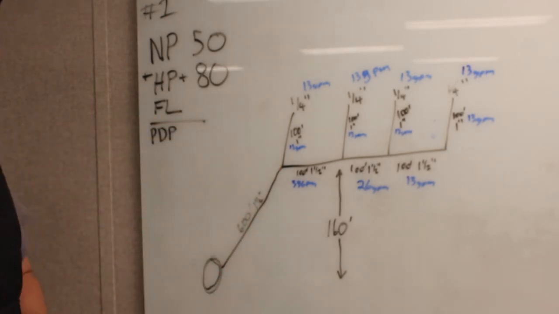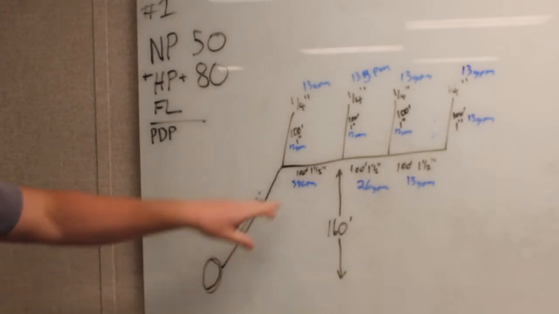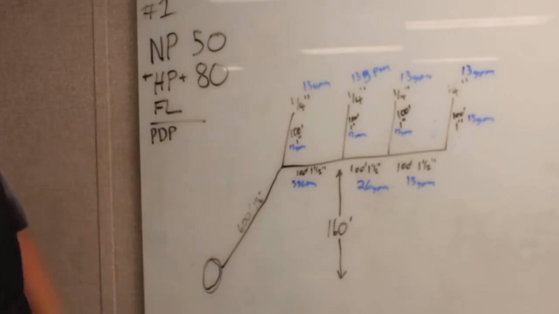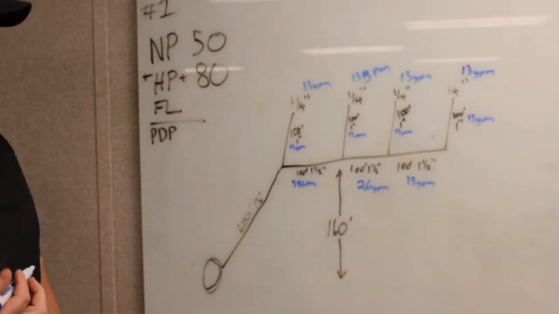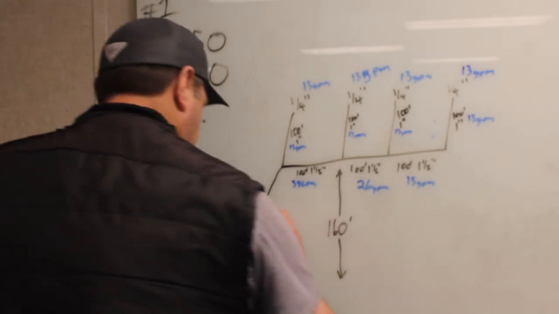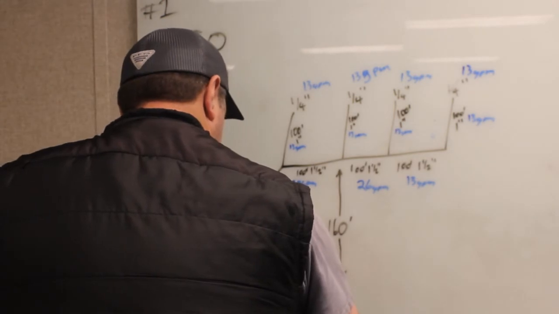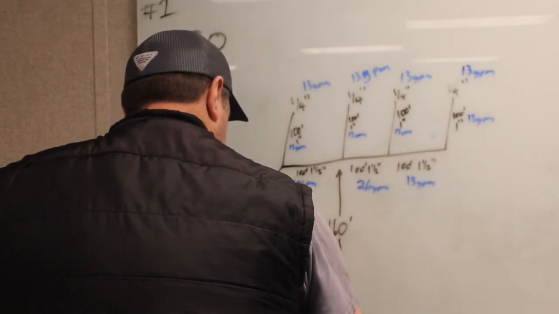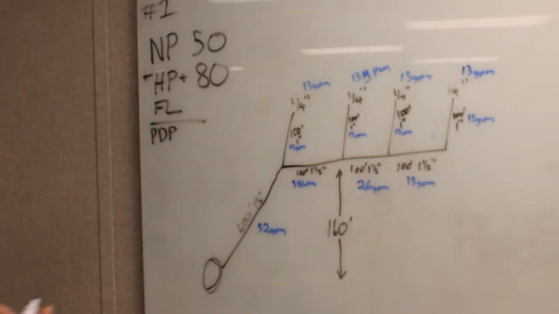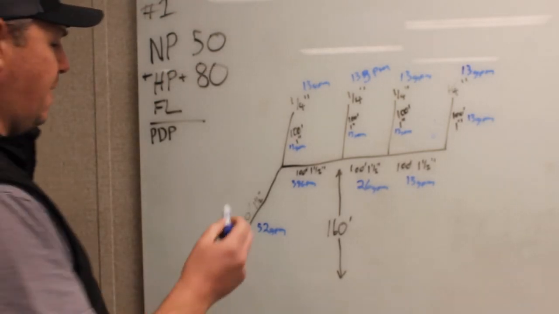So as I back up, this piece of the 600-foot chunk of hose, how much volume is flowing through that? Well, I have 39 and I have 13. So 52. Is my math right on that? 39 and 13? Yeah. Okay. Just better make sure.